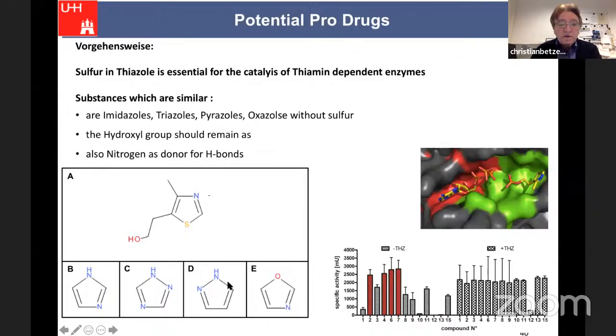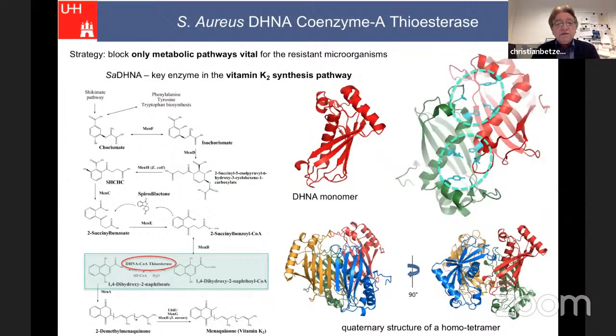So we found a number of compounds which are close in structure to the substrate, and you see here we found one which is just suppressing the activity of a bacteria, probably because the product cannot be handled by the cofactors. And we just submitted a manuscript on this, the vitamin K2 synthesis pathway.